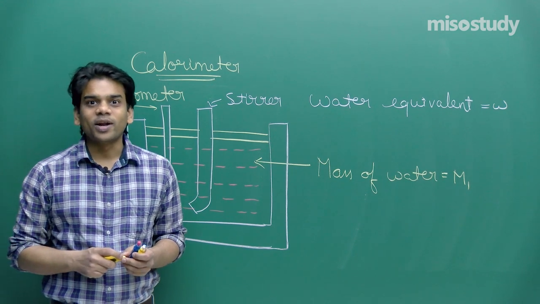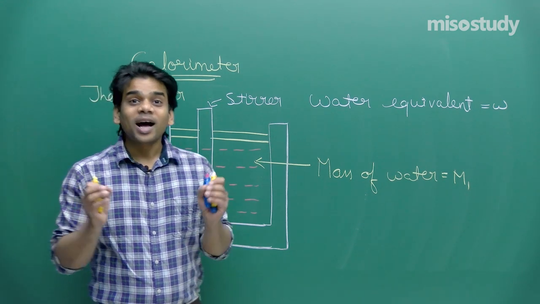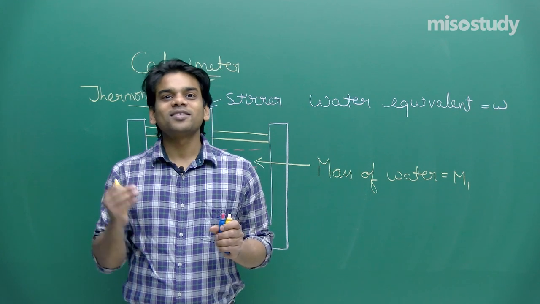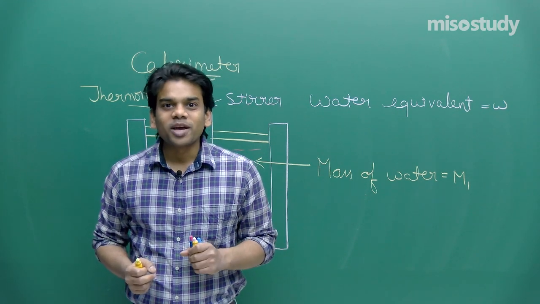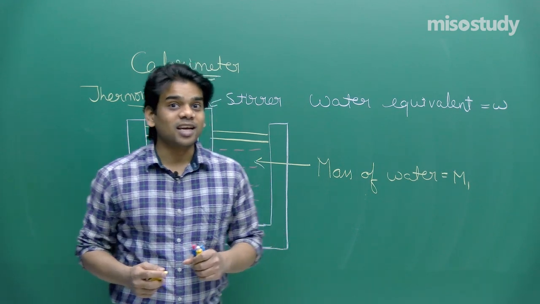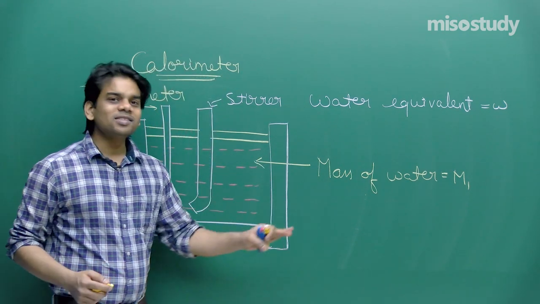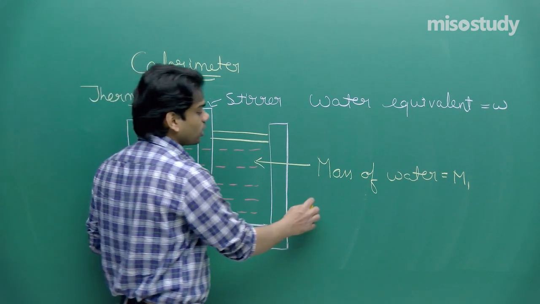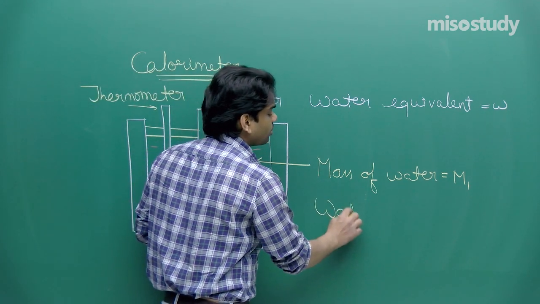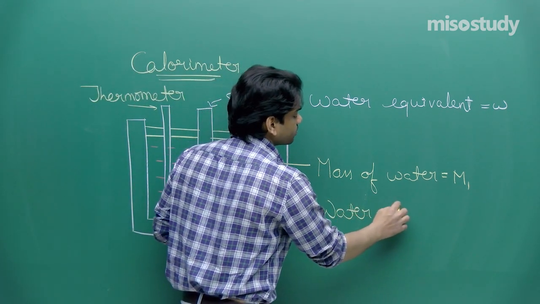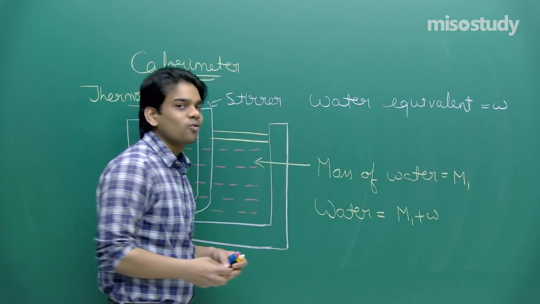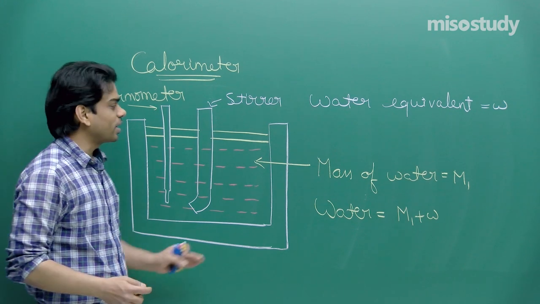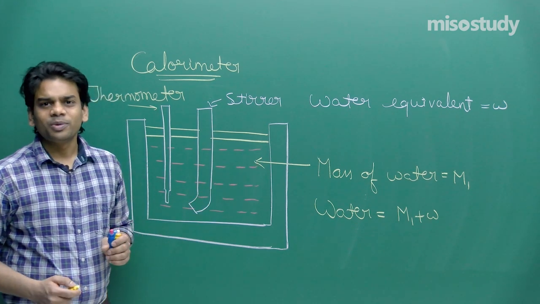I told you about water equivalent. Water equivalent is the mass of water which will acquire the same amount of heat energy to raise its temperature by the same amount, as I told you in the last class. So, you can replace the entire arrangement with water. That water mass should be M1 plus W, where W is the water equivalent of this copper calorimeter. This is how a calorimeter is made.